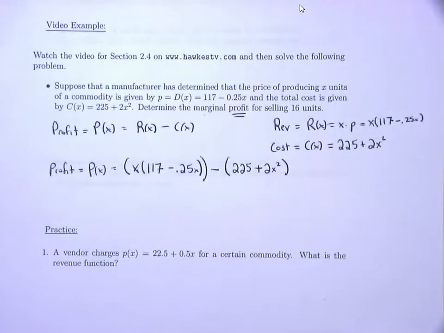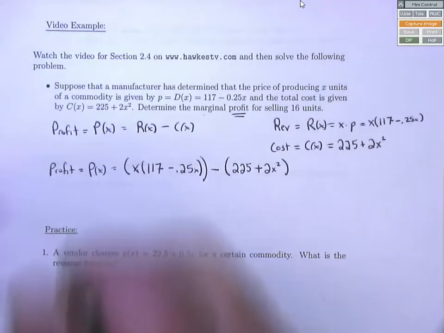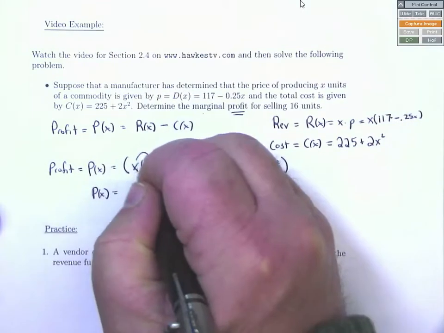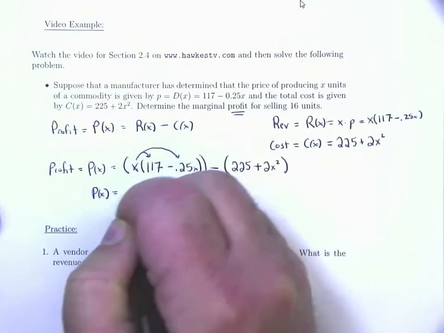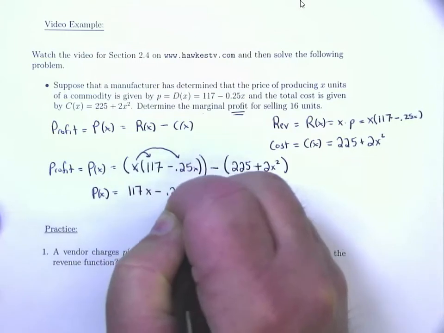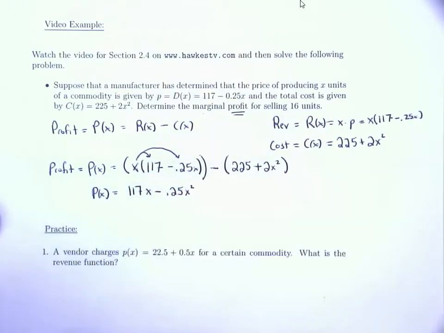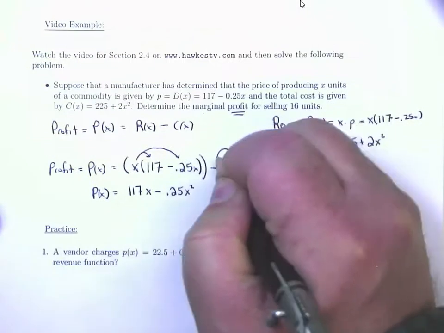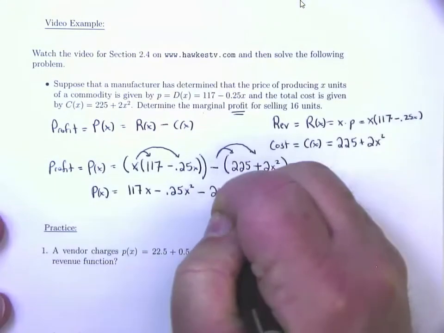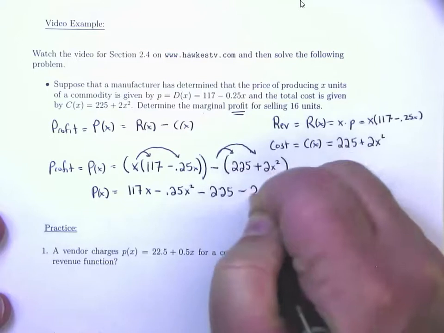Now I'm going to clean this up. How do I clean this up? So I've got P of x, profit. Here I'm going to distribute the x. This is going to give me 117x minus 0.25x squared. And here I'm going to distribute the negative, because when you subtract a function, you have to distribute the negative, and then you're going to collect like terms. So this would end up being minus 225 minus 2x squared.